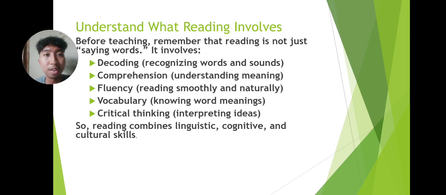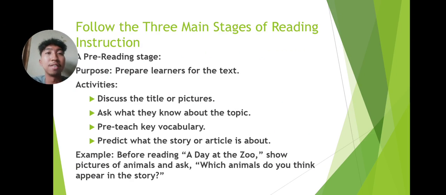So the third is fluency, reading smoothly and naturally, without rushing. They are relaxed while reading. The fourth is vocabulary, knowing word meanings. The last one and the fifth is critical thinking, interpreting ideas. So, reading combines linguistic, cognitive, and cultural skills. So, let's move to the three main stages of reading instruction.